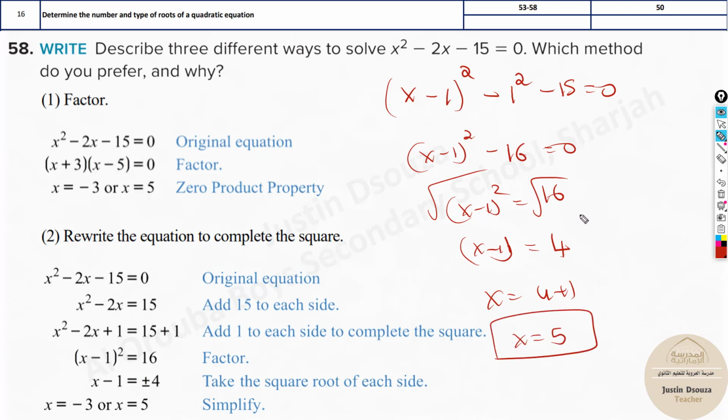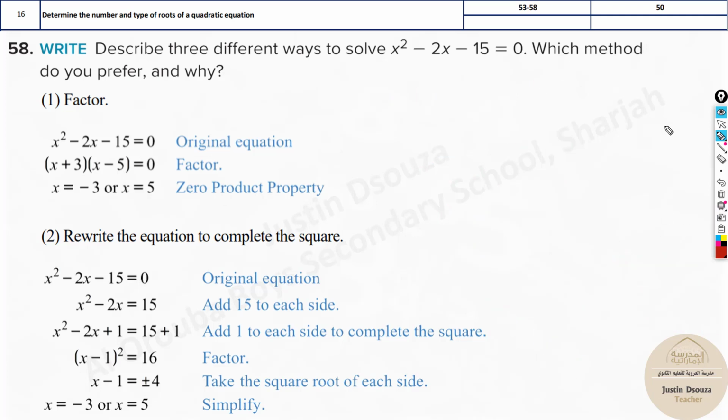Oh sorry, I have missed one important thing. It is plus or minus 4 here. Okay, one answer is 5. I have assumed plus 4. Now there is one more step. What if it was minus 4? X is equal to minus 4 plus 1, so X will be equal to minus 3. These are the two answers. Sorry, I forgot this plus or minus, because whenever you have a square root, it can be plus or minus. So this is the method, that is, by completing the square.